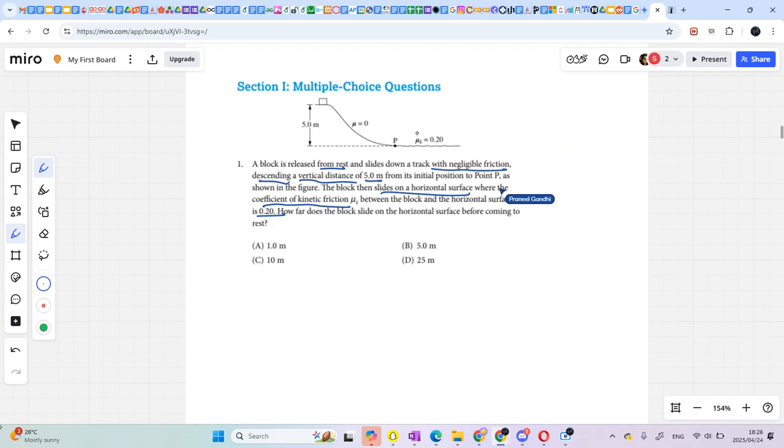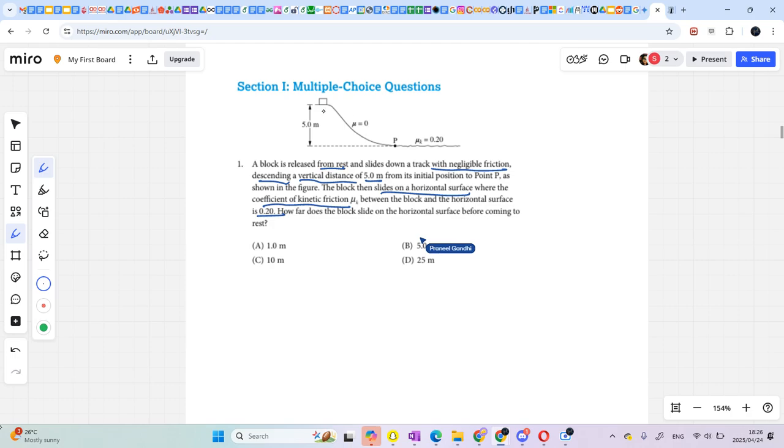The next thing we're going to think about is what happens once we start from point P and move on to the rough surface. That's what the word is, the rough surface. What's going to happen is we're going to have friction doing negative work and having the kinetic energy gradually be lost until the block comes to rest. So we're gonna do this problem in two parts.